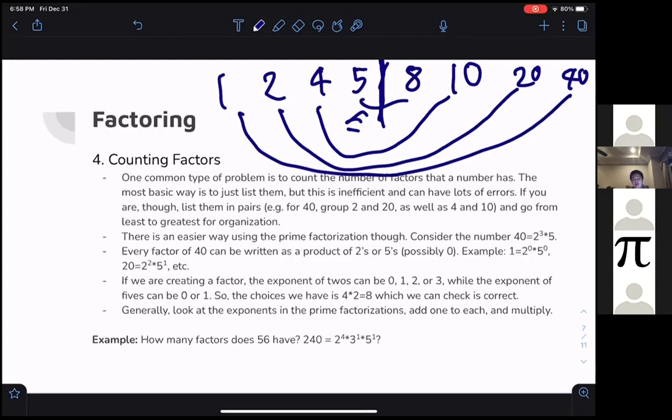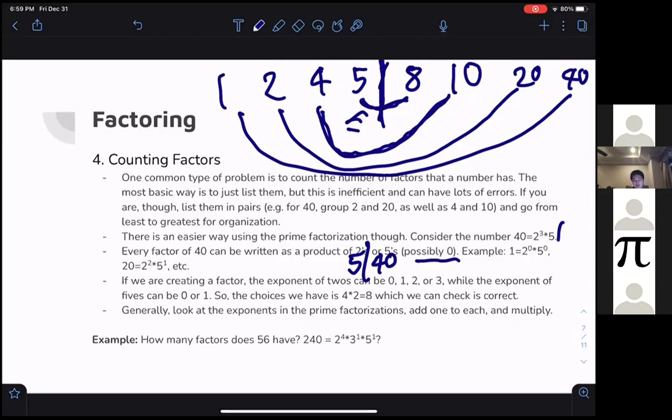Although I will say that if you conceptually think of factors as being able to form these pairs, that can also help you derive some useful results later on. But now is not the time for that. There's an easier way to do this using prime factorization. Consider 40 is 2 cubed times 5, as it says right here. Every factor of 40 can be written as a product of 2s or 5s, possibly 0 of these prime factors, right? Because 5 divides 40, but how many 2s does 5 have in it? None. And if there's 0 of each, it's just 1, which trivially divides all numbers.